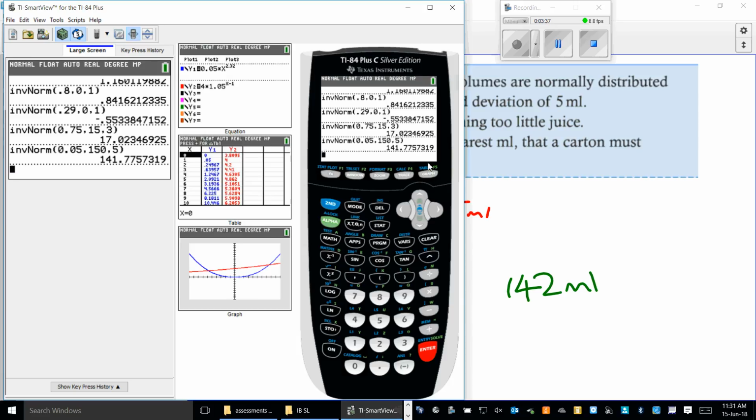What did we put in red? These are the numbers here. Look, 0.05, and then 150, 150, and 5.